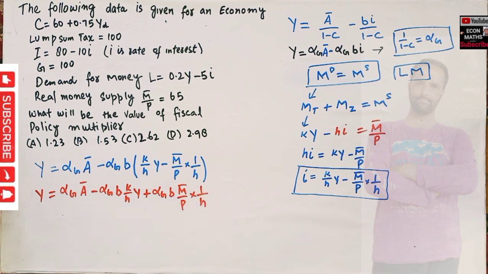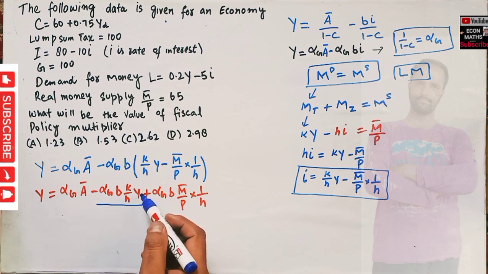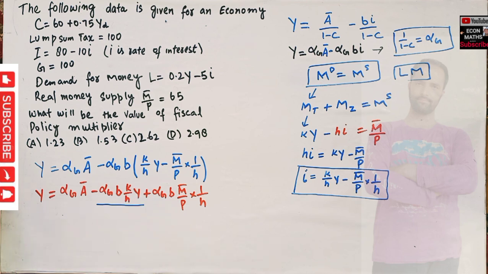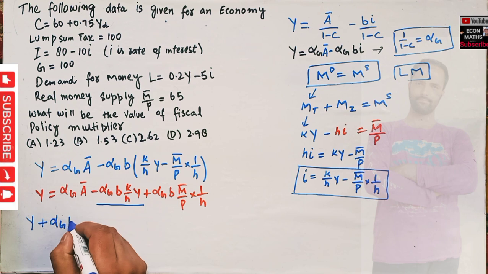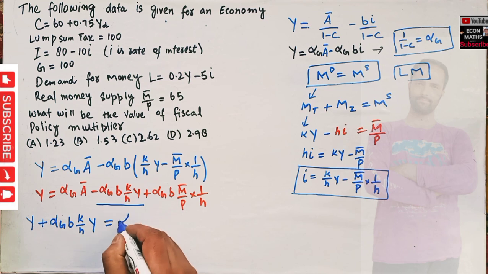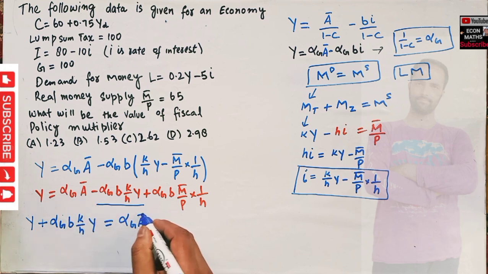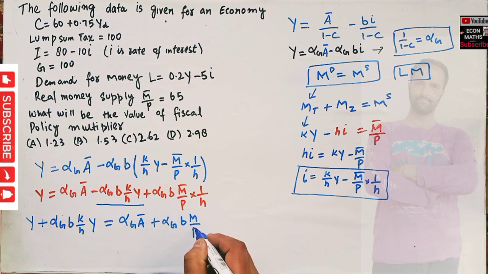Okay, now taking this Y variable to the LHS, this is minus, this will become plus. We have alpha g B K upon H Y, and in the RHS we are left with alpha g A plus alpha g B M upon P into 1 upon H. Okay, I hope I am making myself clear.